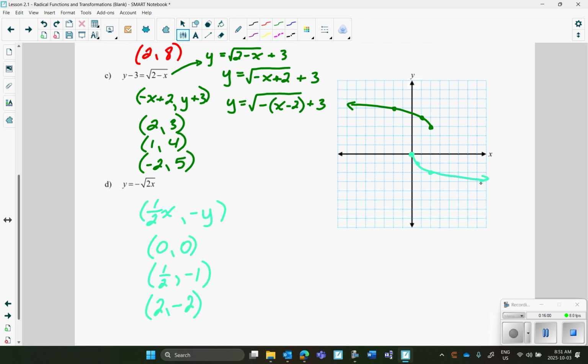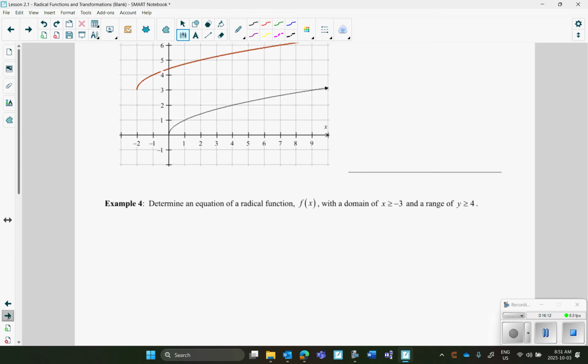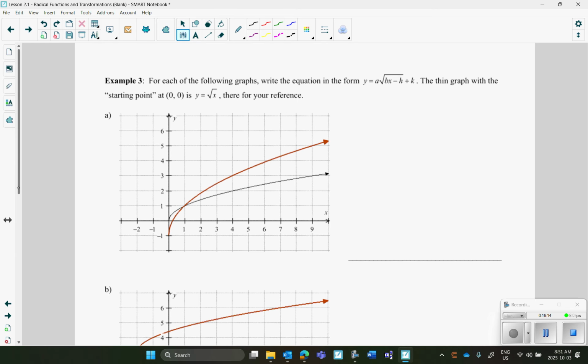So that's graphing radical functions using transformations. If you're given the equation, how to graph it. And remember, in the last unit, we also talked about how to work the other way. What happens if you're given the graph and asked to write its equation? And notice in the black there, that's the original one. That's y equals root x.